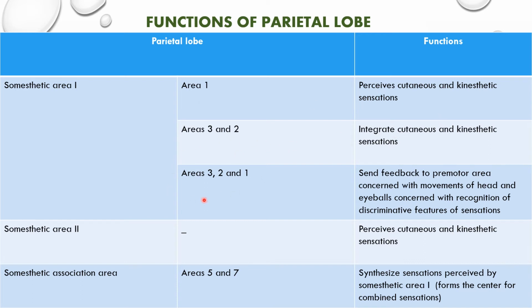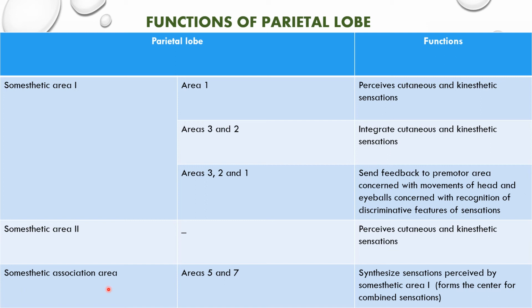Both these areas, 3, 2 and 1, give feedback to the premotor area concerned with the movement of the head and eyeball, and with the recognition of the discriminative features of the sensation. Based upon the sensation given by these areas to the motor cortex, the motor cortex plans an action to be exhibited. Somesthetic area 2 has no area numbers, but it perceives the cutaneous and kinesthetic sensation. It is present very near to area number 1.